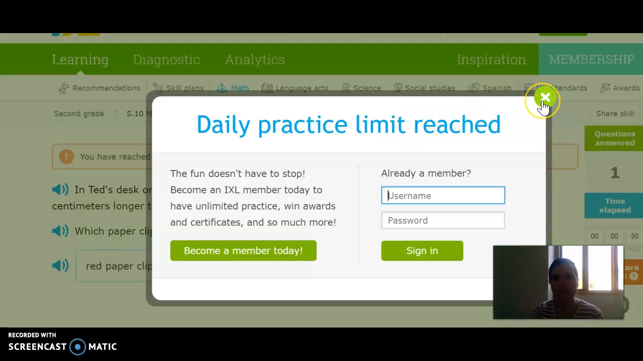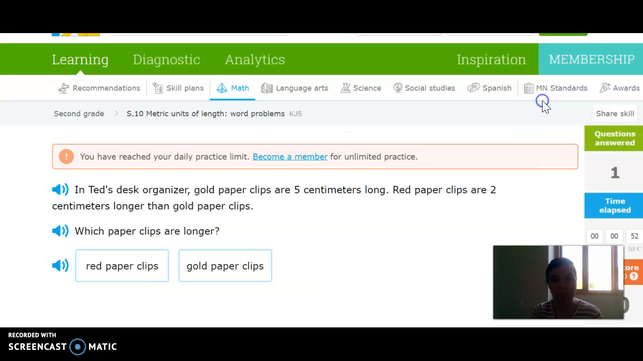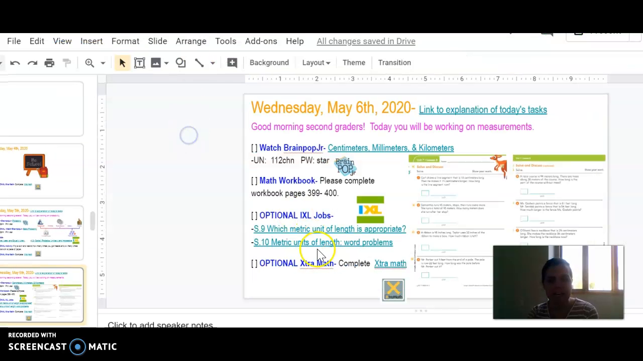Okay, oops. If this pops up, you know what to do. It means you forgot to log in, so make sure you log in for the day. All right, and then the last thing that is optional is to go ahead and practice your extra math for today. All right, good luck, have fun. Let me know if you have questions.